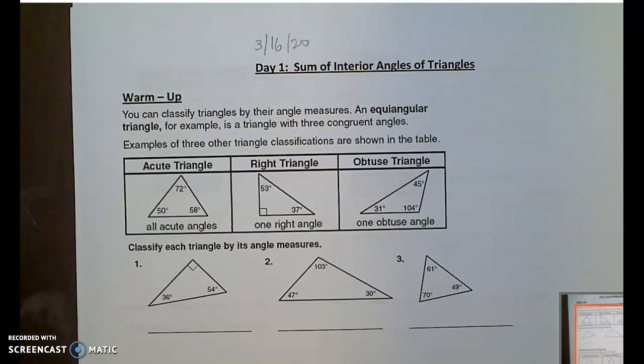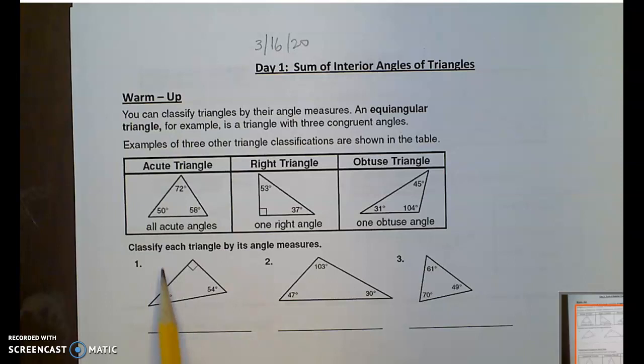An equiangular triangle, for example, is a triangle with three congruent angles. So here are the examples of triangle classification. We have an acute triangle where all angles are acute, meaning they're less than 90. We have a right triangle where one of the angles is a right angle, meaning it measures 90 degrees. And then there's your obtuse triangle, where we have one angle which measures more than 90.